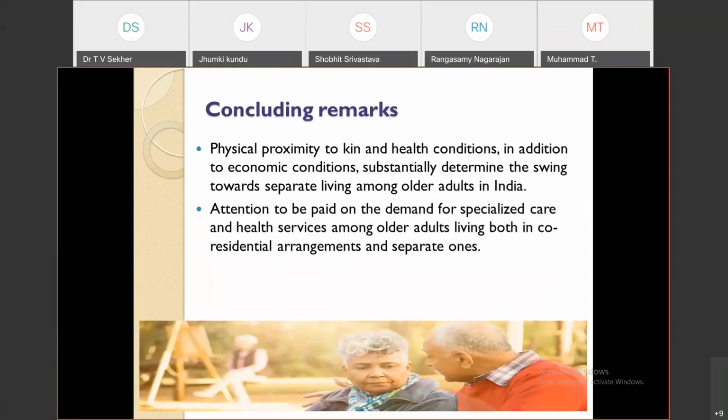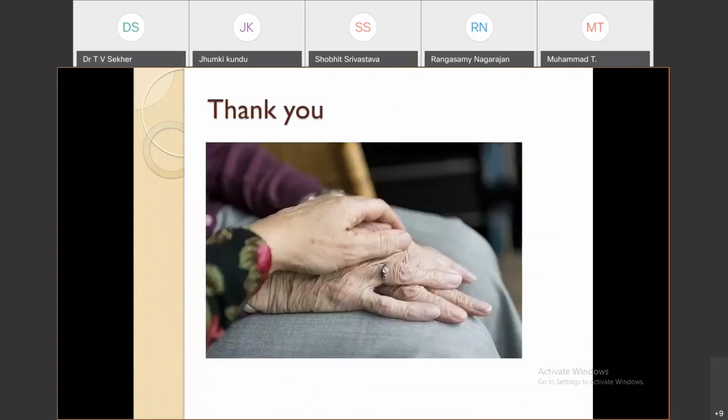So to conclude, as we have seen from the results, physical proximity to kin and health conditions, in addition to economic conditions, substantially determine the swing towards separate living among older adults in India. So attention should be paid to the demand for specialized care and health services among older adults living both in co-residential arrangements and separate ones, and also those who have no children or those who have children but they are away from them. And there should be some policies which promote proximity to these older adults and give them much more care and support. That's all. Thank you.